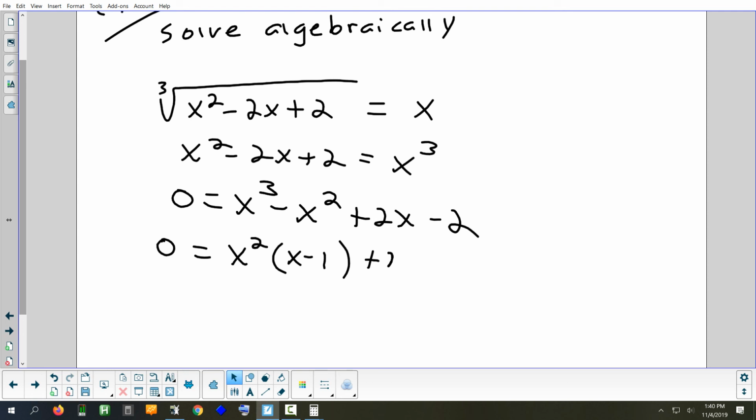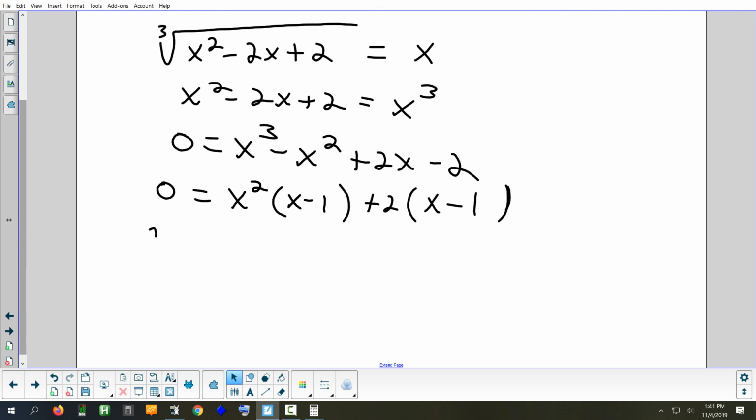What can you factor out of the second part? Positive 2. What's left? X minus 1. Now, what's common to both of those? X minus 1. So now factor that out. What's left in the first term if you take out the x minus 1? X squared plus 2.